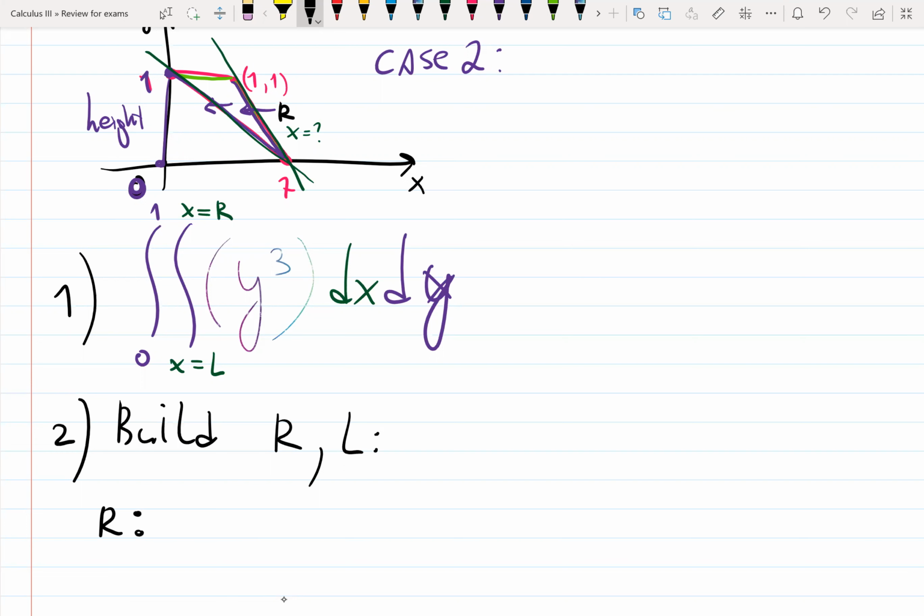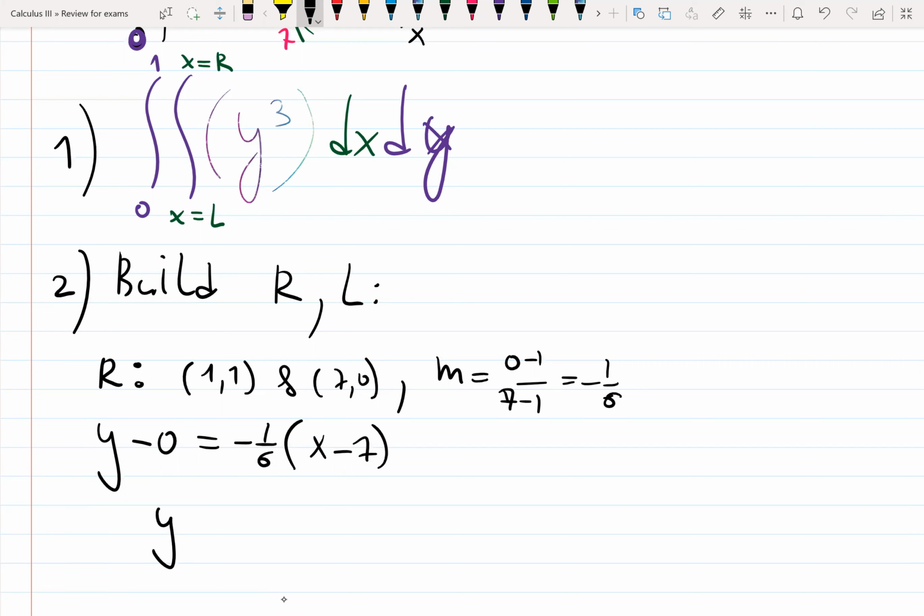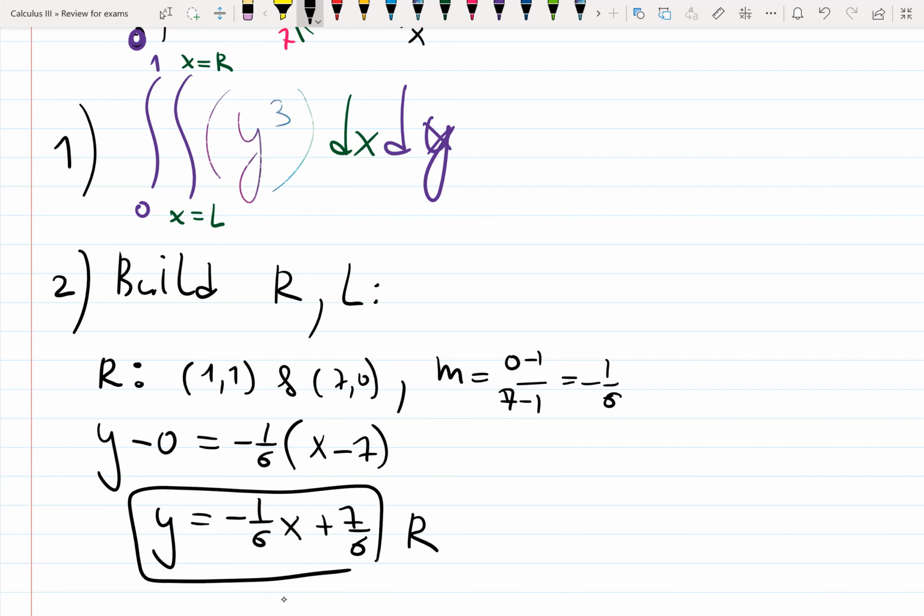The one on the right goes through the points 1, 1, and 7, 0. You can find the slope. Minus 1/6. You know how to find the slope? It's going to be 0 minus 1 over 7 minus 1. That's minus 1/6. And then you have a point. So it's going to be y minus, choose any point, for example, 0 equals the slope times x minus 7. That's the formula if you want. The mx plus b formula also works. So this line is y equals minus 1/6 x plus 7/6. This is the line on the right.